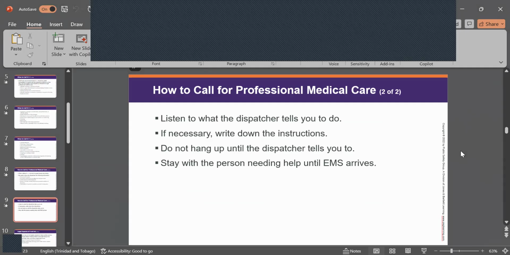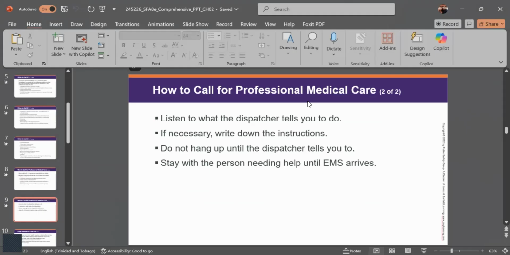Okay? Listen to what the dispatcher tells you to do. If you've done a first aid program, let the dispatcher know, look, I'm a first aider, so I'm familiar with some of the things. If necessary, and you're able to, write down the instructions. Do not hang up until the dispatcher tells you that you can hang up. As much as possible, we always encourage everyone to stay with the patient until further help arrives. We see here EMS, but further help could be another first aider or somebody with a higher level of training, a first responder, an EMT on the ambulance, as the case may be.